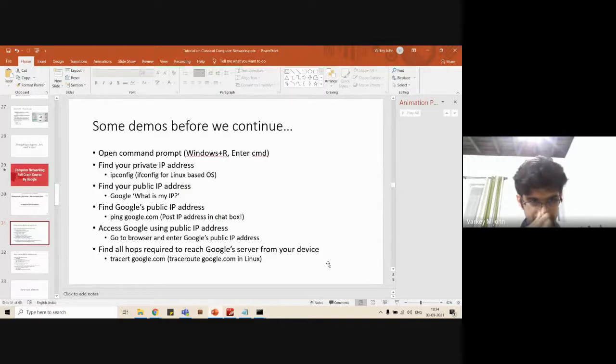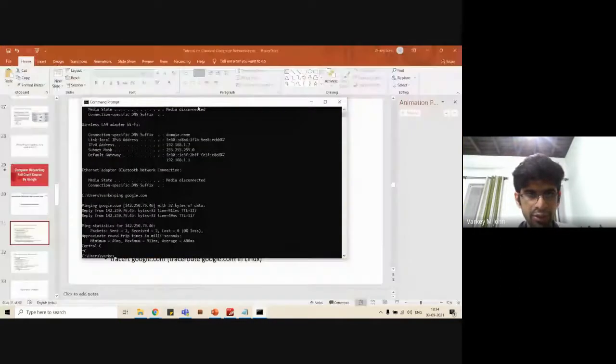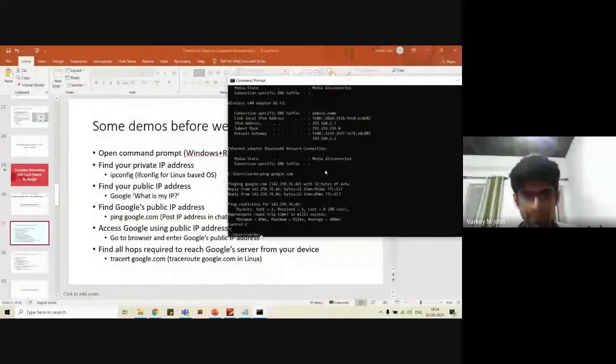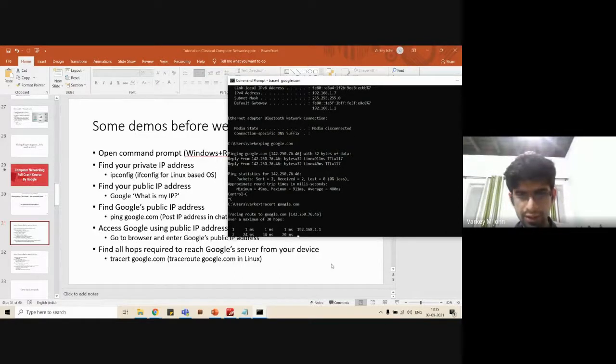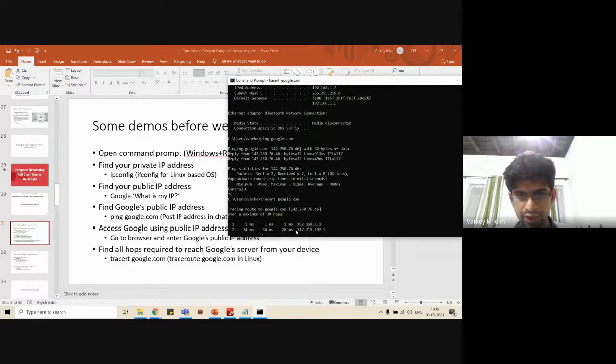Next, we can try to find the number of hops required to reach the Google server. For that we can use a command called traceroute, or TRACERT. In Linux it is traceroute google.com, while in Windows it is tracert google.com. It will take some time. It goes through each device the data is transferred to. Initially it goes to my router, which is 192.168.1.1.